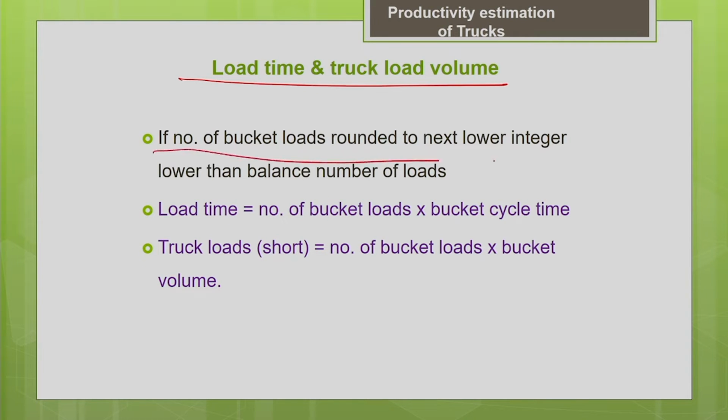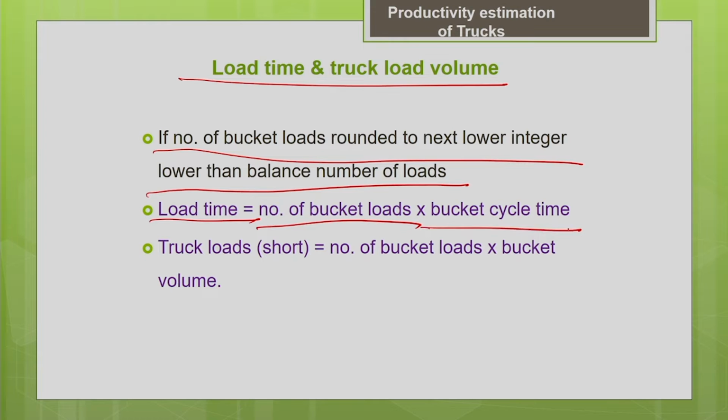If the number of bucket loads is rounded to the next lower integer, lower than the balanced number of loads, then what will be the load time? Load time is nothing but the number of bucket loads, that is the number of cycles of the bucket, multiplied by the bucket cycle time. What is the per cycle bucket cycle time? So, number of bucket loads multiplied by the bucket cycle time will give you the loading time for your truck.